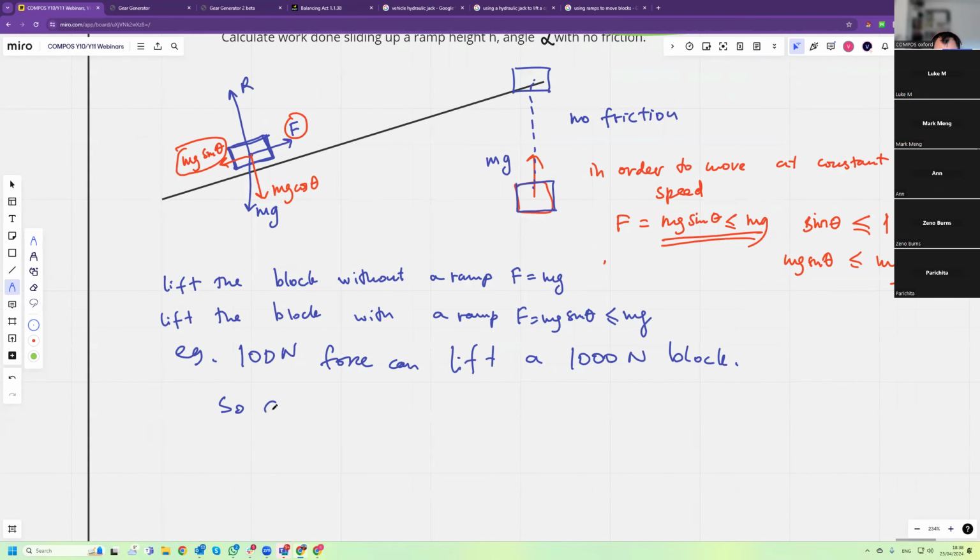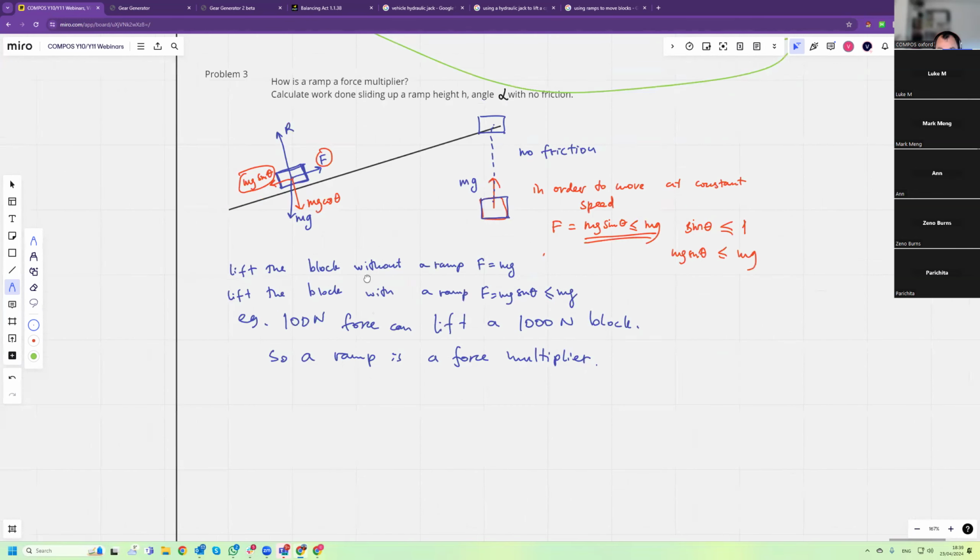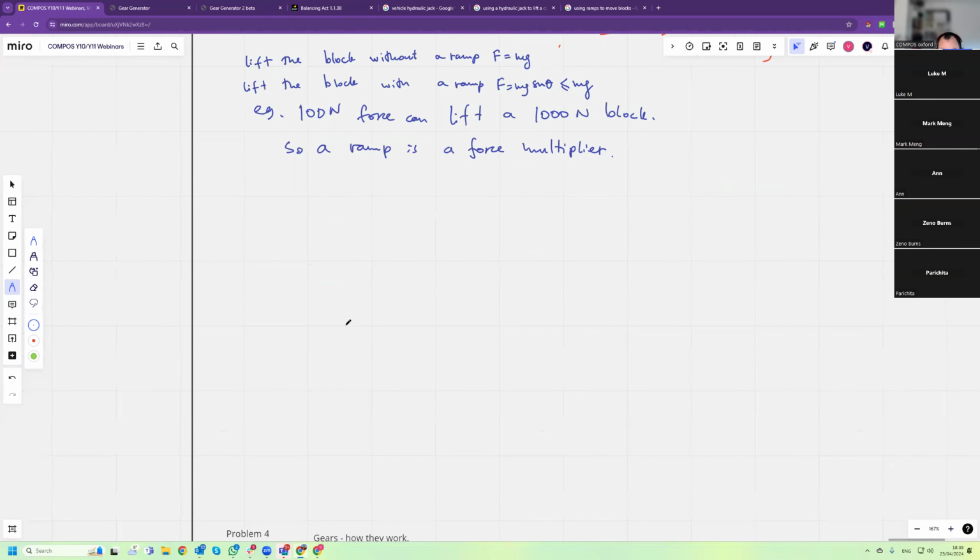So a ramp is a force multiplier. But we win in the force, and we lose in distance. We have to move a longer distance. And let's see how much longer.